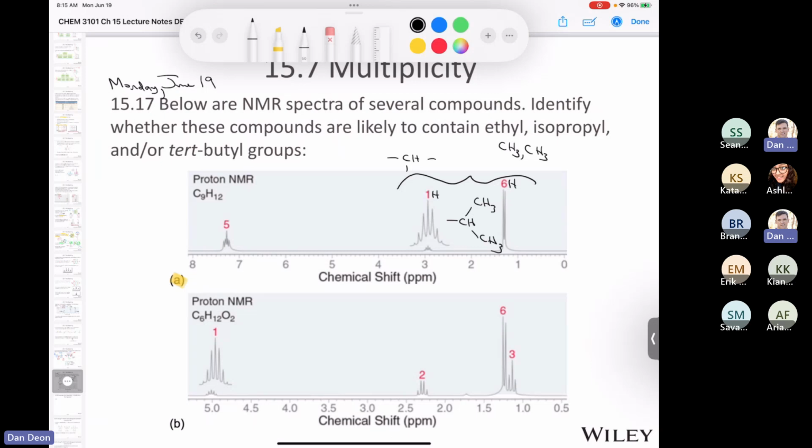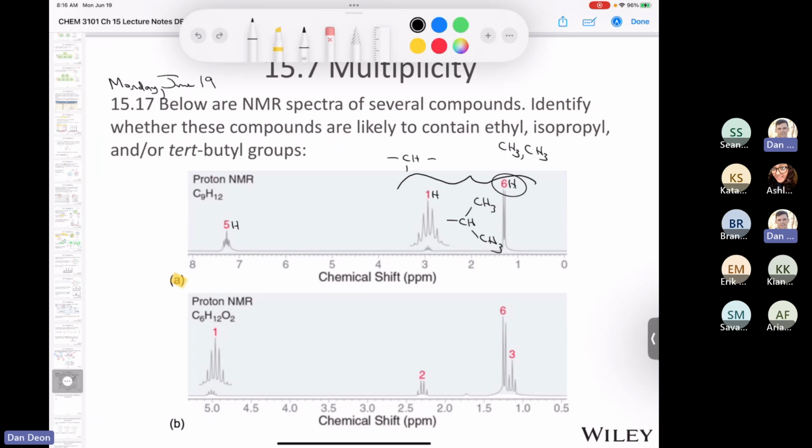Let's keep talking about this problem just for a few more seconds. If I have 5 protons over here, well, if you tally up 6 plus 1 plus 5, what's 6 plus 1 plus 5? It gives you a total of 12. So we know the integration is dead on for all of the protons here.